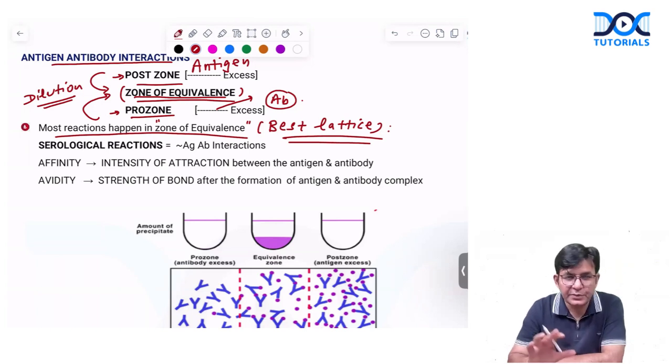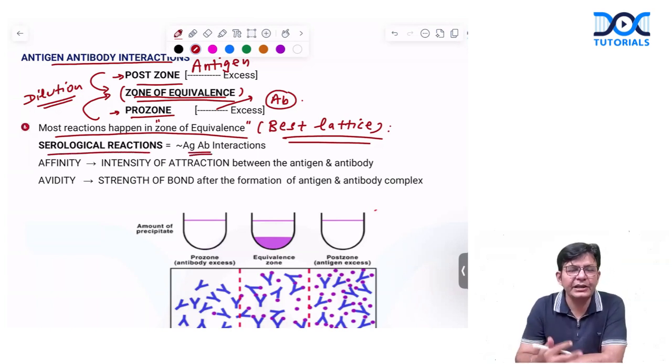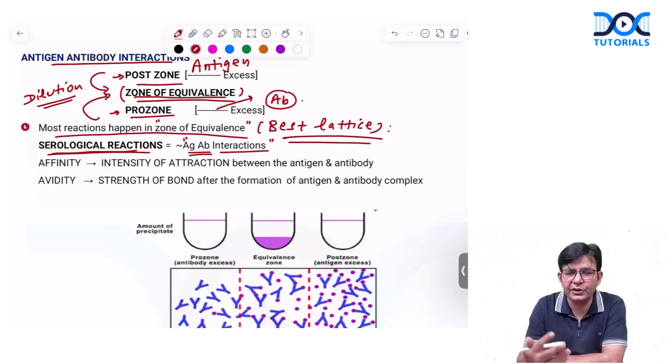Is it fine? So this particular thing should be clear in your mind that most of the reactions happen in the zone of equivalence. And if a particular state is such in which there is an antibody excess or antigen excess, then you need to bring it to what? The zone of equivalence. How will you bring that? By dilution. Is it fine? So this is what is there. And in serology, remember one thing, that everything is what? Antigen antibody interaction. Whenever the antigen antibody interaction is being talked about, you should think of what? Serological reactions. Serology means antigen antibody interaction.